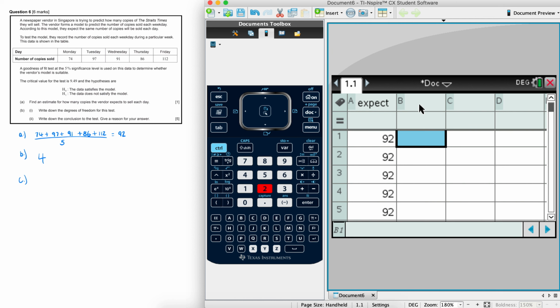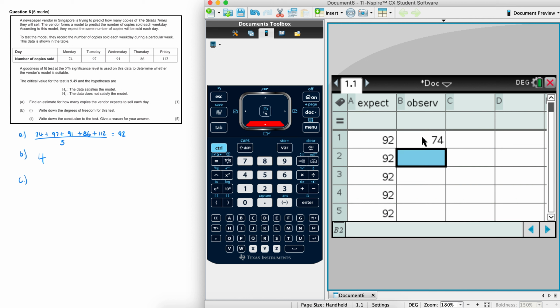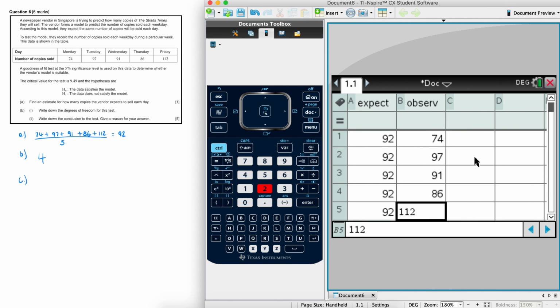We also have the observed data, which is what we have actually seen from our data that we've collected. Monday is 74, Tuesday is 97, Wednesday is 91, Thursday is 86, and Friday is 112. So that's what we've actually seen.